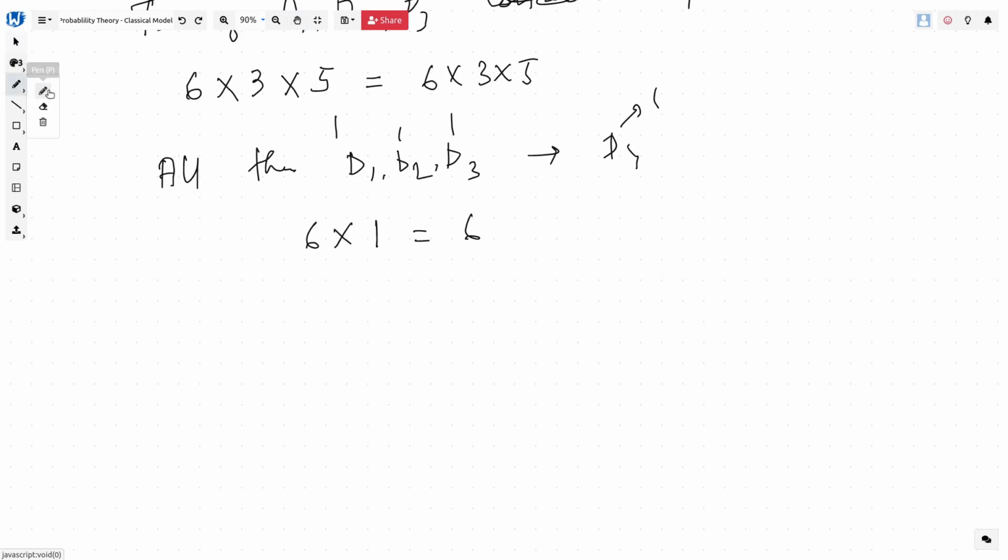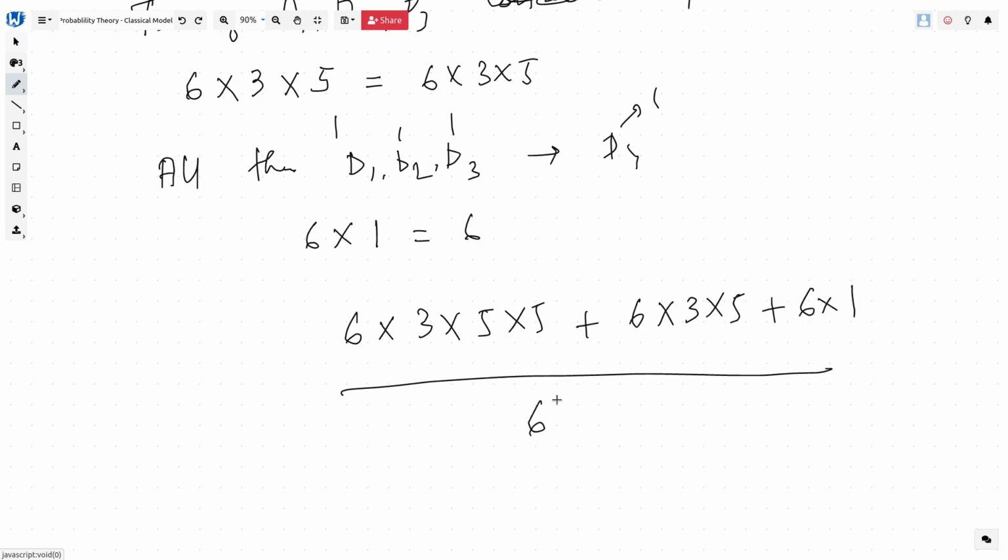So that we'll see here as 6 into 3 into 5 into 5 plus 6 into 3 into 5 plus 6 into 1, divided by the total number of ways, so that is 6 to the power 4. So we take 6 common here and cancel it, so it will be left with 216 ways. So this is 75 plus 15 plus 1, so that is 91 by 216 ways, right?